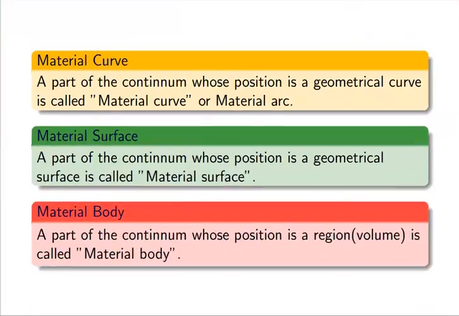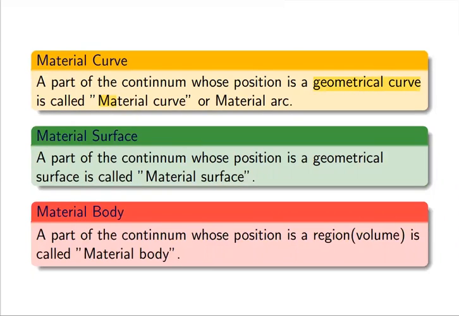Let us see what is a material curve. A part of the continuum whose position is a geometrical curve is called a material curve. So in the continuum, if you take any curve, all the points on the curve will be some part of the continuum. It will contain particles. So any part of the continuum whose position is a geometrical curve is called a material curve or material arc.